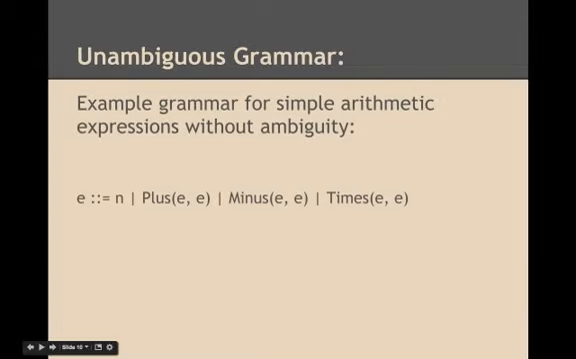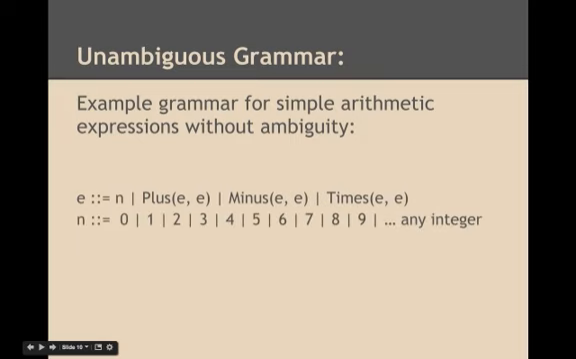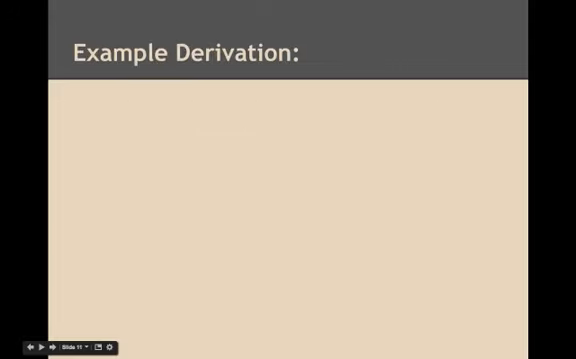The starting token of the grammar is the letter E, which will represent our expressions, and the token N will represent any integer value. To show how this eliminates ambiguity, consider how we would write the expression 2 plus 5 times 6. As we know, this is ambiguous because we do not know whether to combine the 5 and 6 first, or to combine the 2 and 5 first.